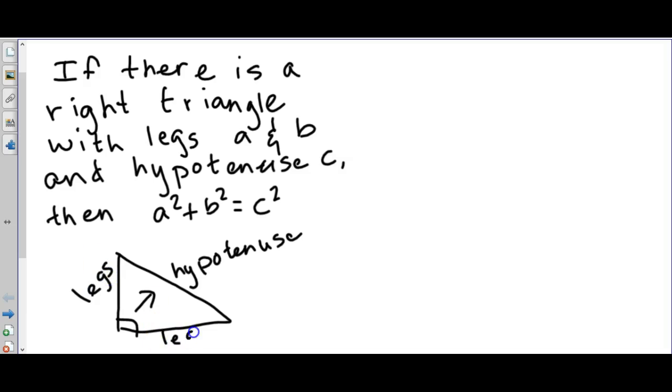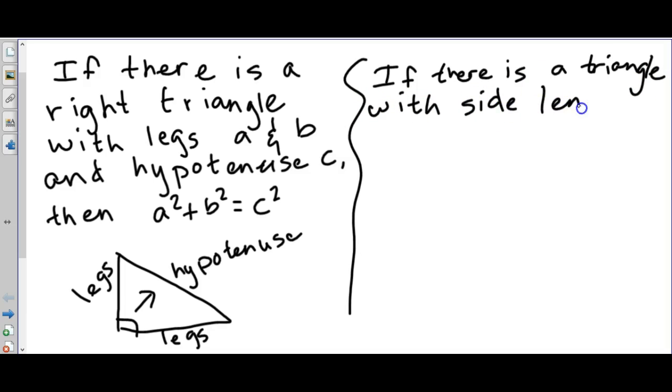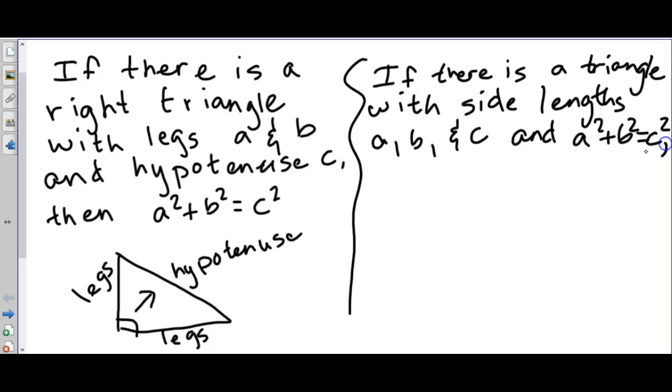Now in this section, we'll also be using the converse of the Pythagorean theorem. That states if there is a triangle with side lengths A, B, and C, and a squared plus b squared equals c squared, then it's a right triangle.